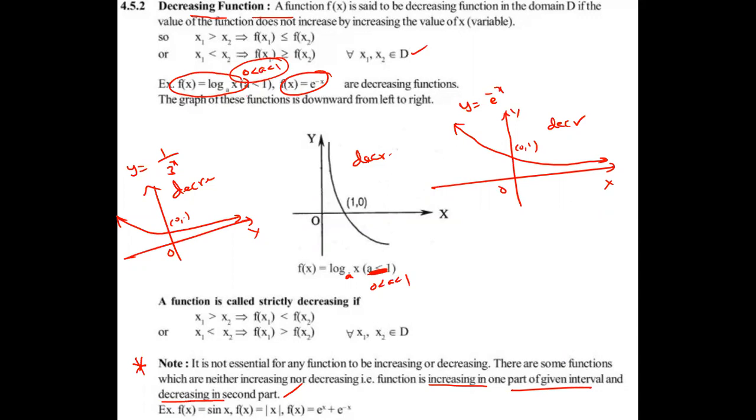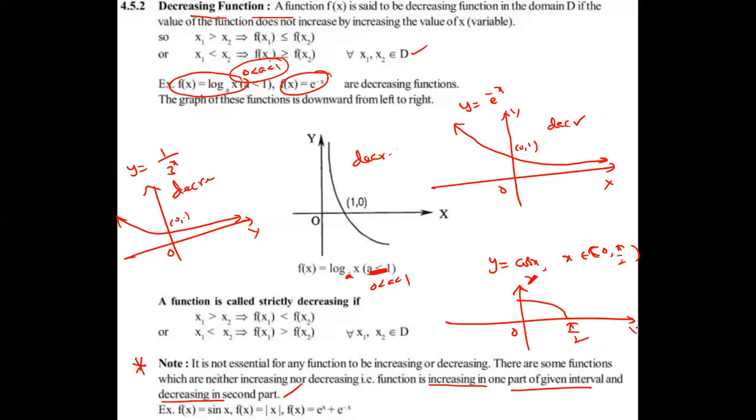Certain intervals, same function, sometimes increasing, sometimes decreasing. The best example is cos x. See, y is equal to cos x, dear students. But x belongs to 0 to pi by 2. For example, in this interval the graph comes like this. This is pi by 2, this is 0. What you can say, this is decreasing.